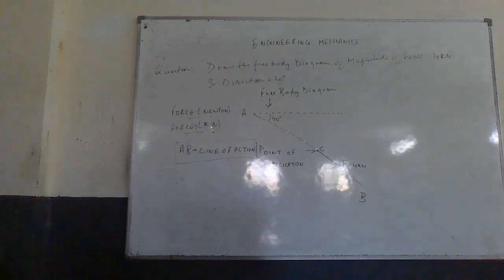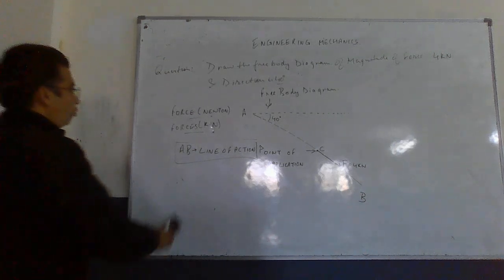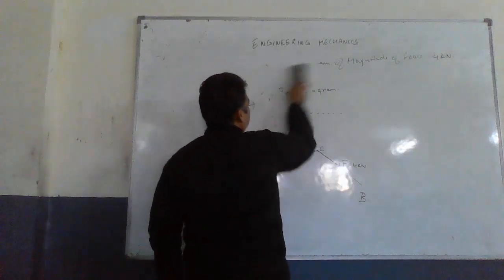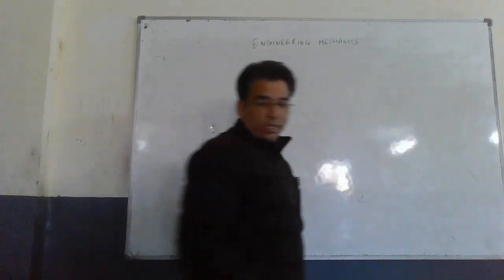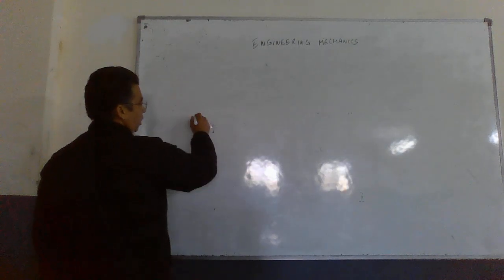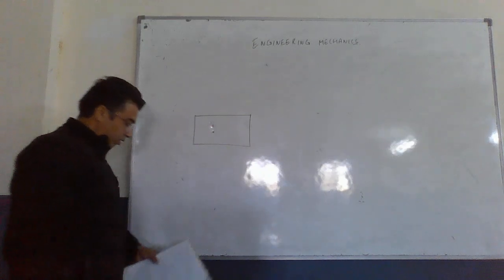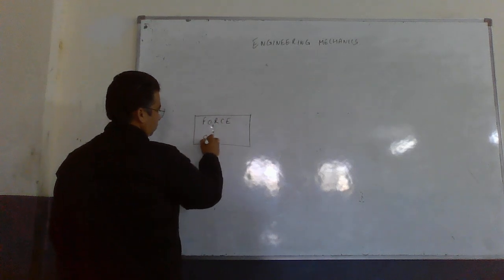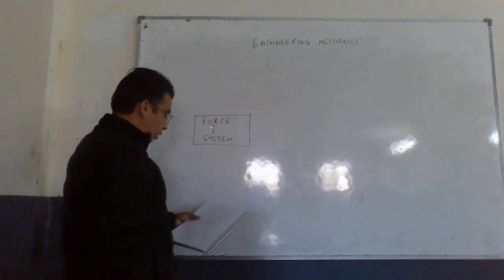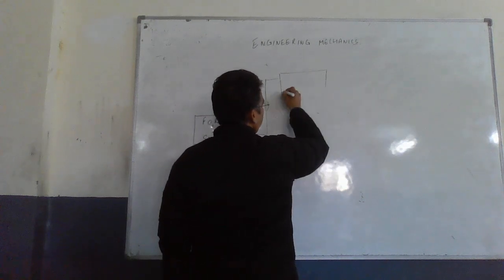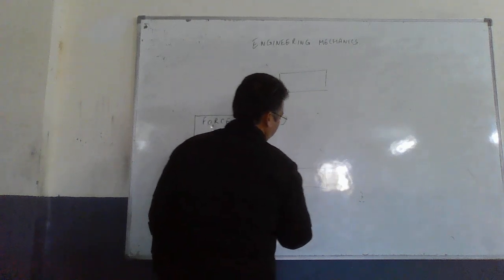Okay. Now after that we will create the system of forces. So in this system of forces, we will create a block diagram. Now in this block diagram, I will show how the forces are being distributed. So we have a force system. Now this force system is further distributed into two types of systems, that is coplanar and non-coplanar.